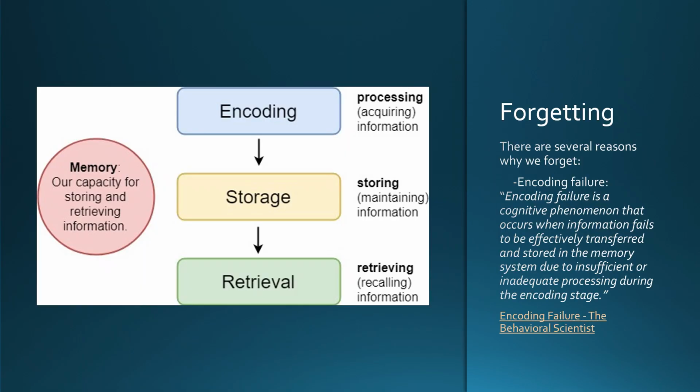So let's look at forgetting. Again, our brains aren't perfect, and so we forget a lot. There are several reasons why we forget. Encoding failure occurs when information fails to be effectively transferred and stored in the memory system due to insufficient or inadequate processing during the encoding stage. If you go back to the definition of memory, it is the process where we encode, we store it, and then we try and retrieve it. So if something goes wrong in the encoding, we're not acquiring the information correctly, then obviously we're not going to remember it.